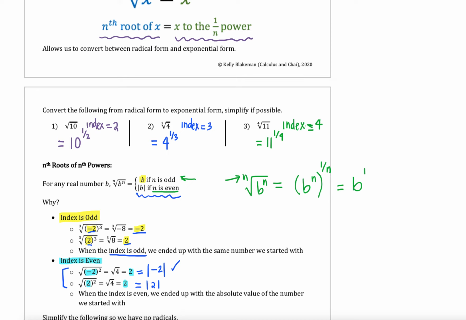If the index is odd, there is no need to worry about absolute values. That's the first case that we have up here. But if our index is even, then I do have to make sure that my final answer has those absolute values on it.